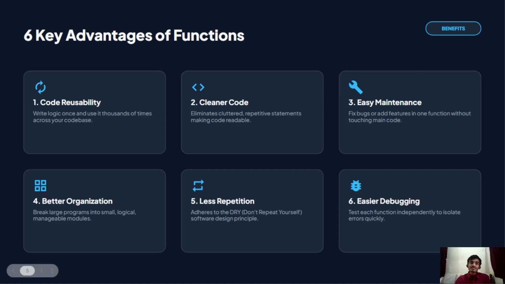The fourth advantage is better code organization. And the fifth is less repetition. This is one of the most important software principles, DRY, which stands for don't repeat yourself. Professional programmers follow this principle in almost every project. Finally, debugging becomes much easier. Instead of checking hundreds of lines of code, you can test one function at a time, making it much easier to understand and fix the problem. So whenever you notice yourself writing the same code again and again, stop for a moment and ask yourself, can this become a function? Most of the time the answer will be yes.